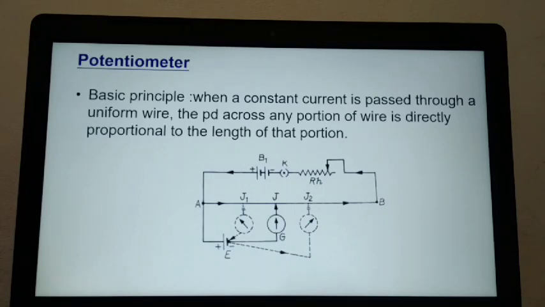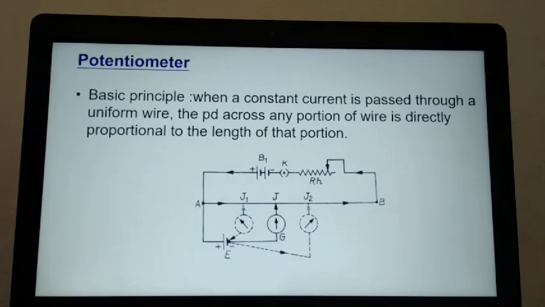Here, you can find AB is a potentiometer wire, and it is connected to a cell B1, battery B1, a key K, and rheostat RH. That is known as the primary circuit for that potentiometer. And in the secondary, you have connected a cell E, and it is connected to a galvanometer and a jockey, that is J. At the point J, the galvanometer shows zero deflection. At J1 and J2, it shows deflection towards left and right as shown.